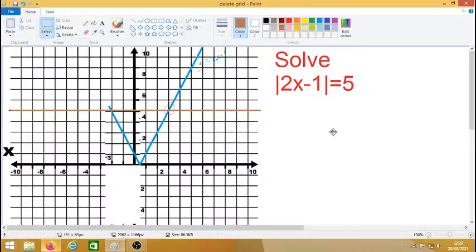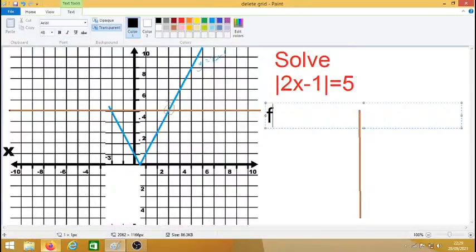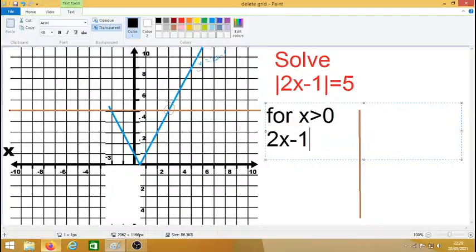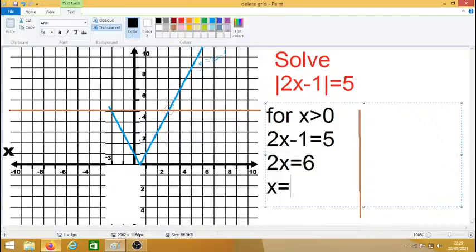So we can split it into 2 because we know that when x is positive, then the modulus doesn't have any effect. So we can say for x is bigger than or equal to 0, then the equation just looks like a normal equation, which we can deal with. So taking the -1 across, 2x equals 6, x equals 3. So that's this one.